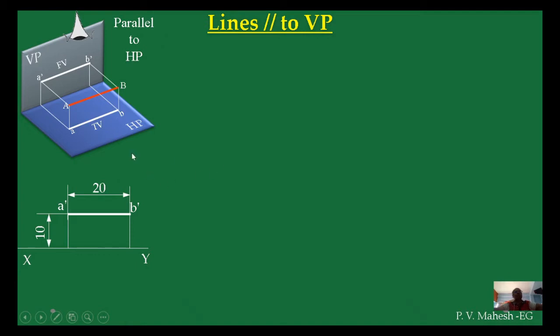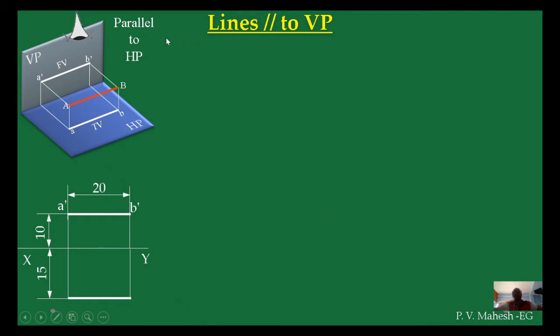We have to identify. So we are taking here the point A is 15 mm in front of VP. 15 mm in front of VP means the point in the top view is 15 mm below XY line. So this is 15 mm below XY line. This point is A and the line is parallel to XY. So you complete this diagram. So this is the projection of lines when the line is parallel to both HP and VP.